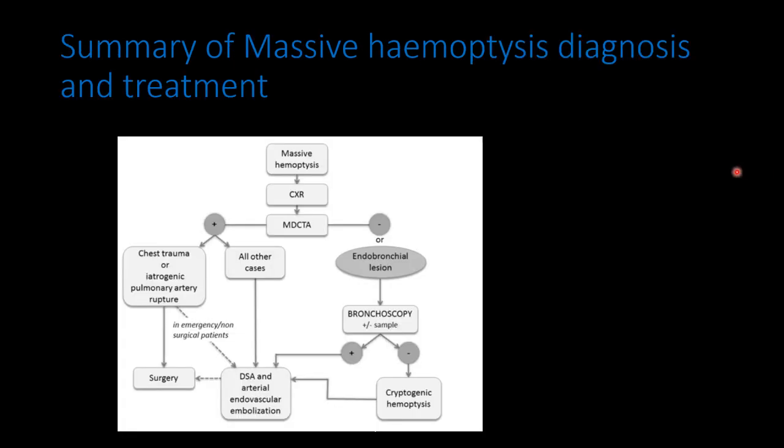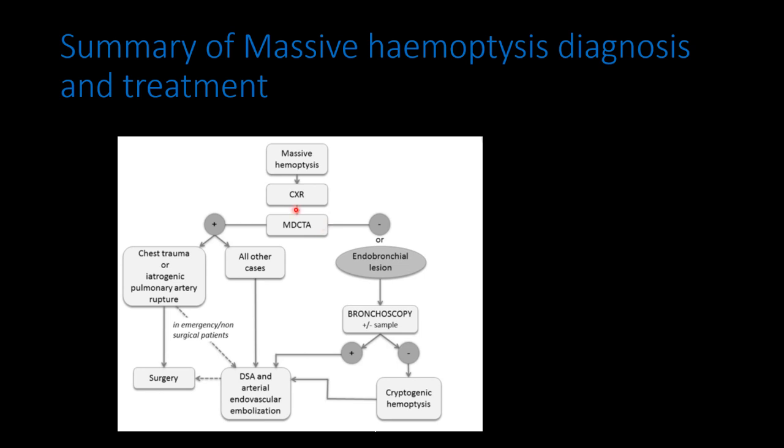Summary of hemoptysis diagnosis and treatment. Basically, in any massive hemoptysis, we have to start with chest X-ray, and we have to go for multiple detector CT angio. In CT angio, if we find the source, we go for DSA plus endovascular embolization. If it is because of chest trauma or bronchial or iatrogenic pulmonary artery rupture, we may have to go for surgery.